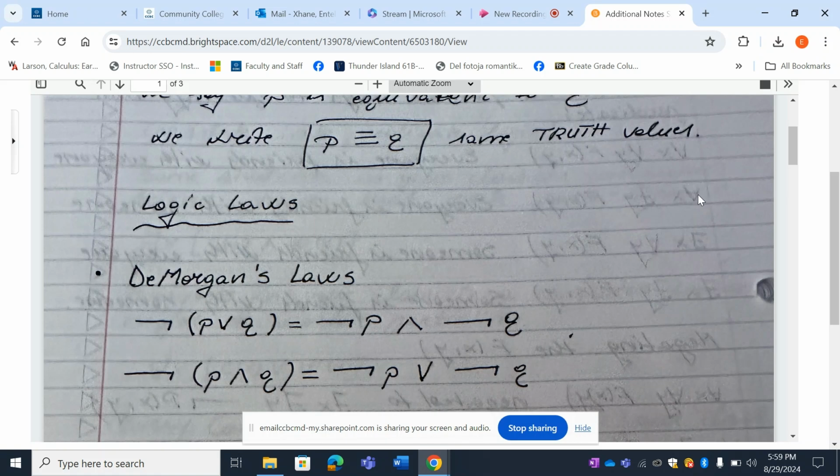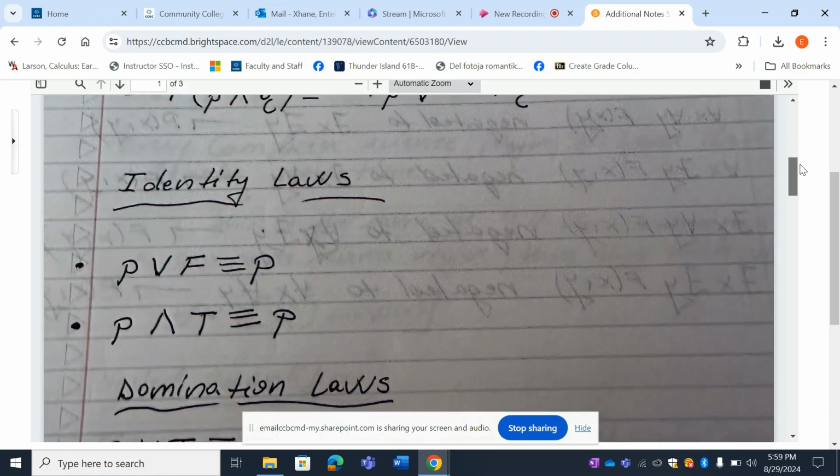In the list of logic laws, we mentioned today De Morgan's law, the negation of P or Q, and the negation of P and Q. When you negate P or Q, this is equivalent to negating P and negating Q. When you negate P and Q, this is equivalent to negating P or negating Q.